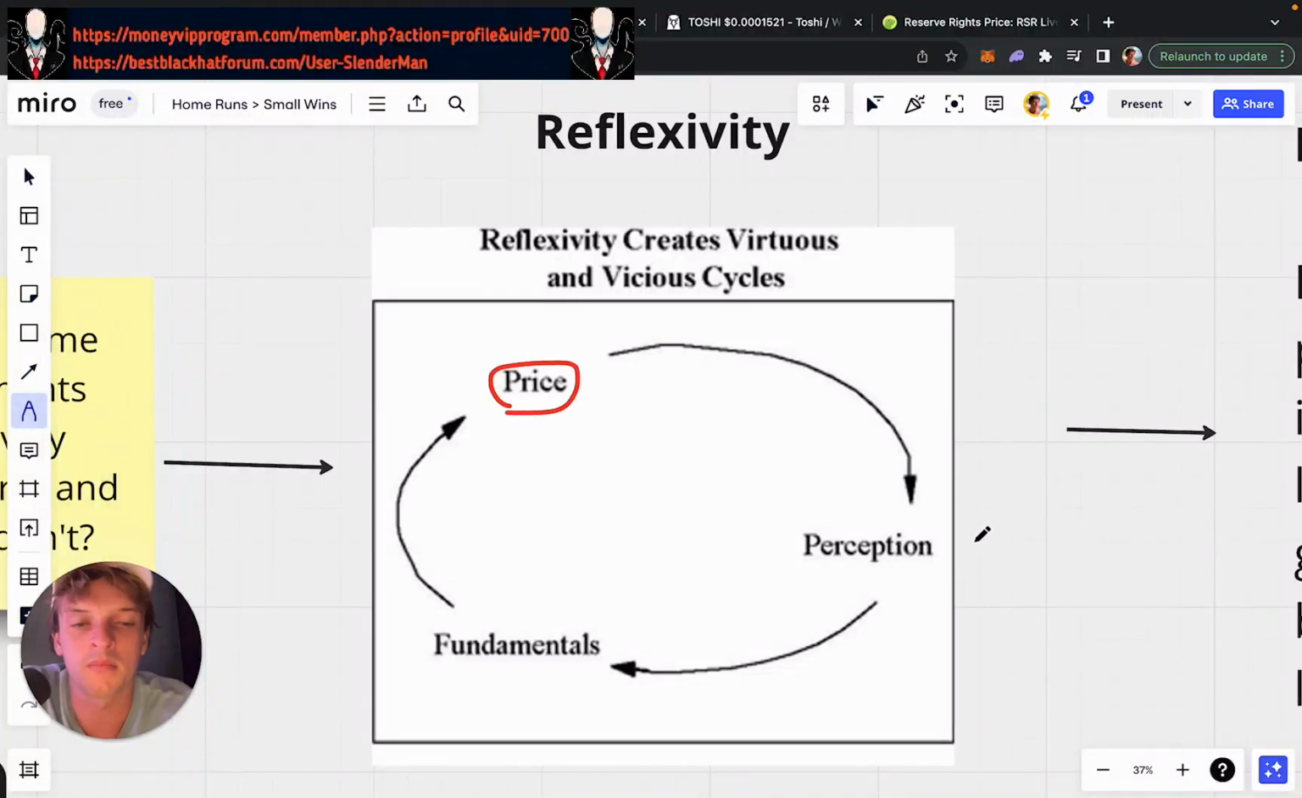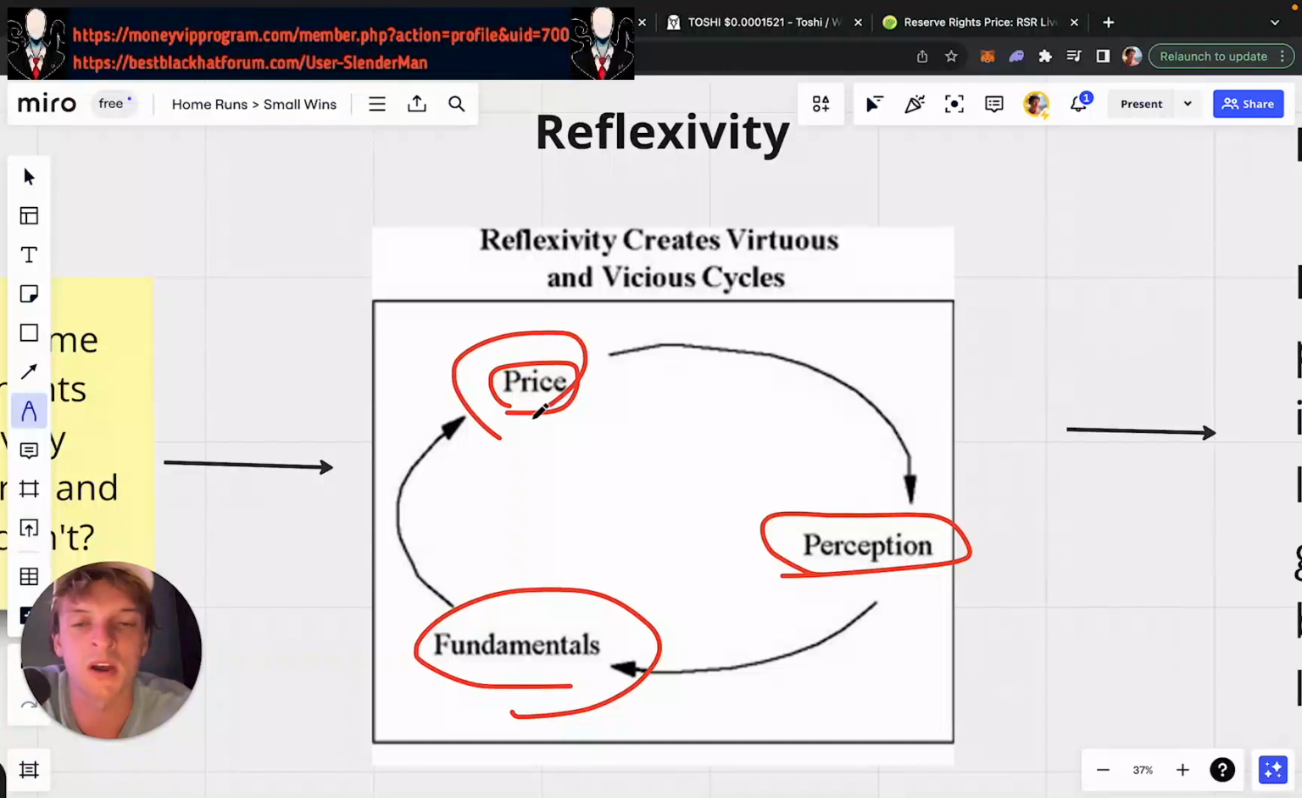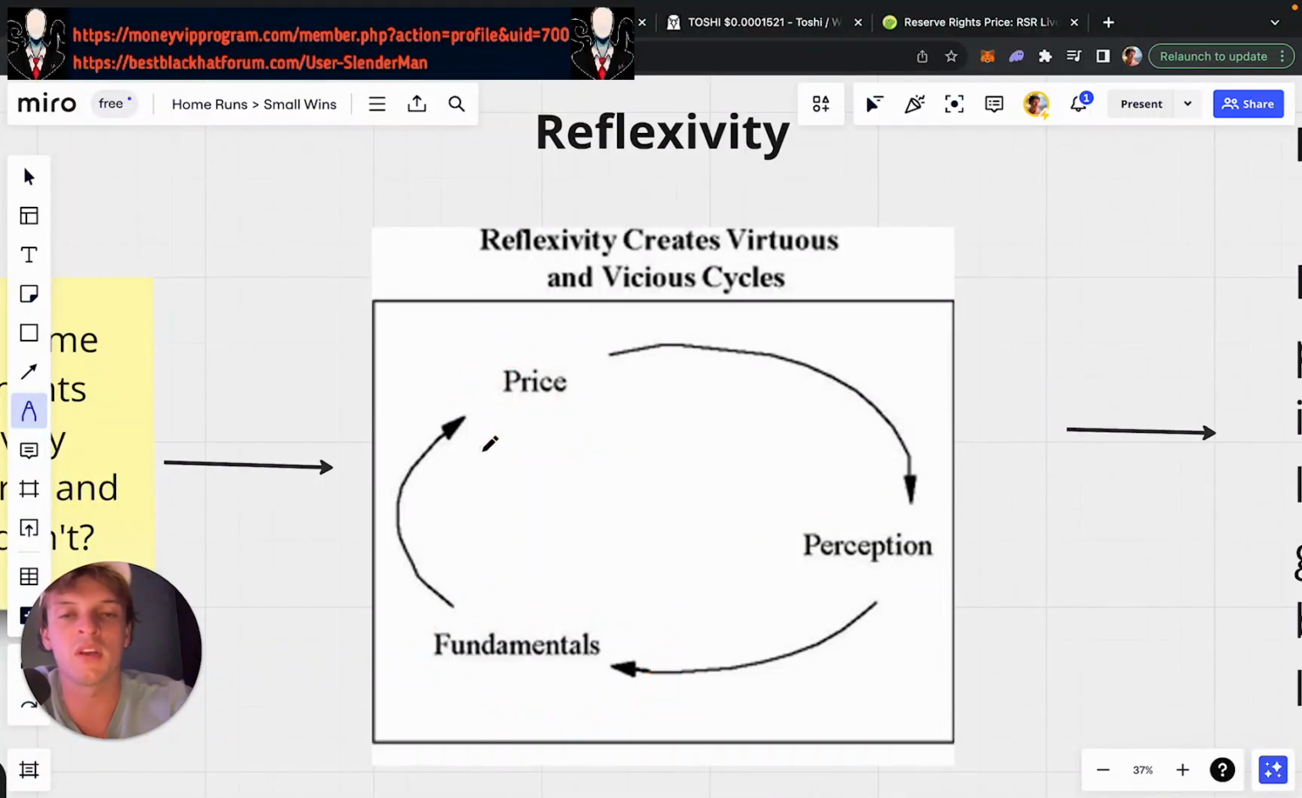Price goes up, people perceive the thing as better. More people buy, the fundamentals get better, the price goes up higher. So some coins end up getting an insanely parabolic positive feedback loop where it's very reflexive. The positive feedback loop makes the price go really high. Now, some coins never kick off the positive feedback loop properly.